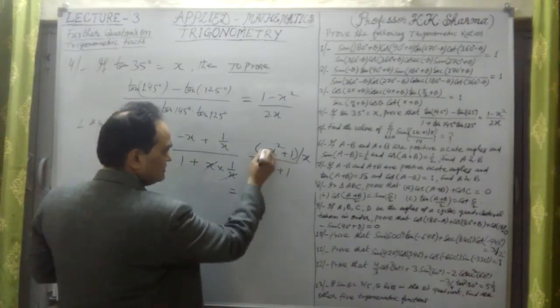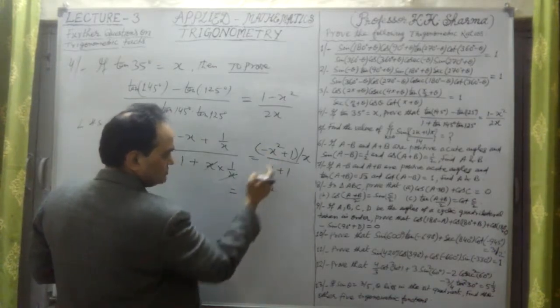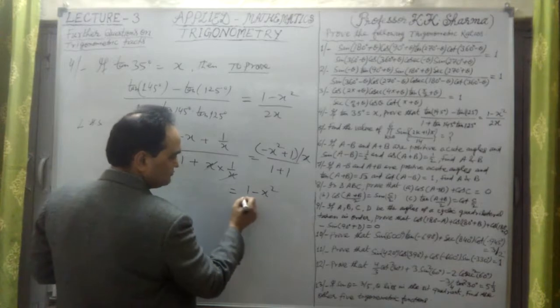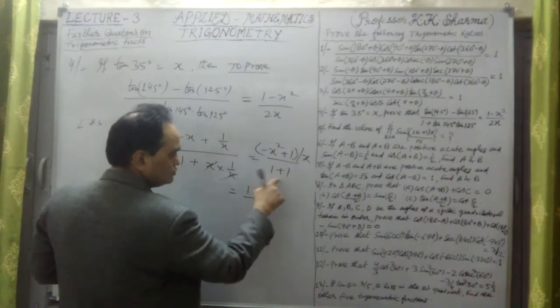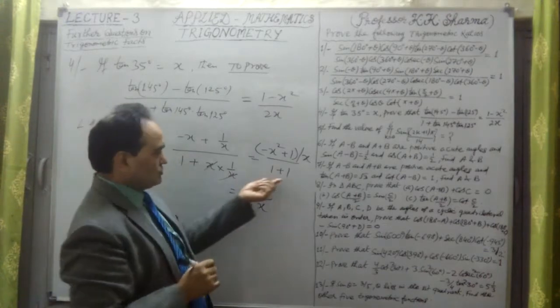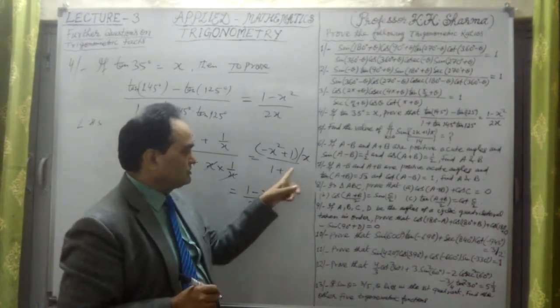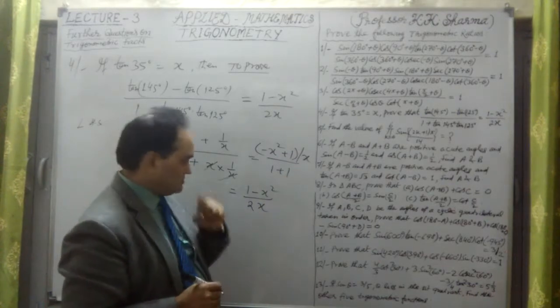It is 1 minus x squared. If we write minus x squared after 1, 1 positive, it is 1 minus x squared upon this x into 2, this twice x. Well, 1 plus 1 is 2, and this x will come in the denominator, 2 multiplied by x. Okay.